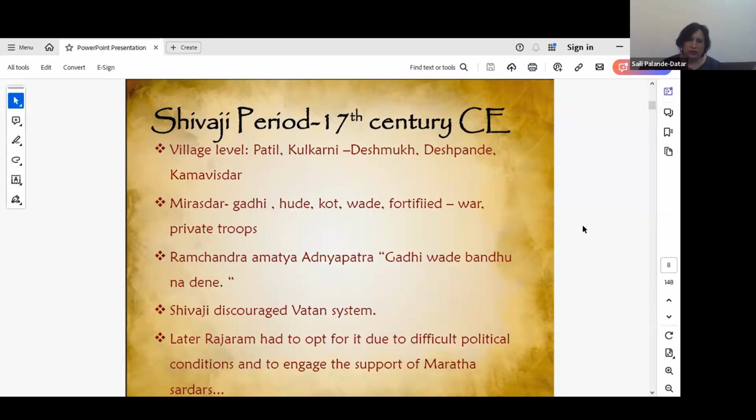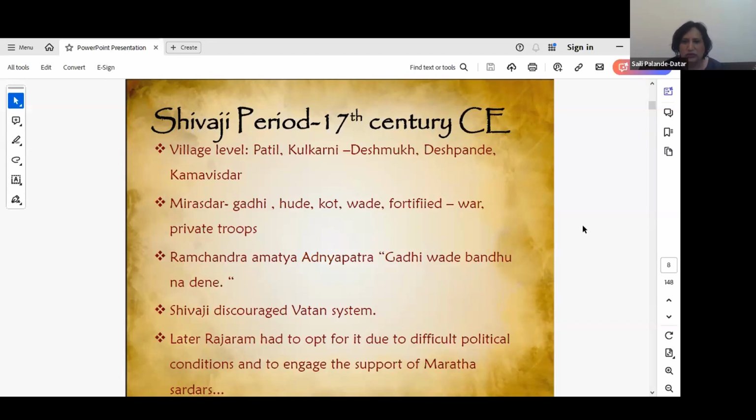And we could have seen that this system would have continued further. He always thought that this sort of smaller power center would challenge the Swaraj that he was trying to set up. And hence he discouraged it, and that is clearly written in the Ajna Patra and the Rajya Vyavahar Kosh, which were commissioned during Shivaji Maharaj's times.